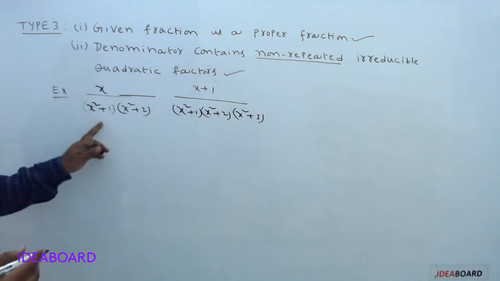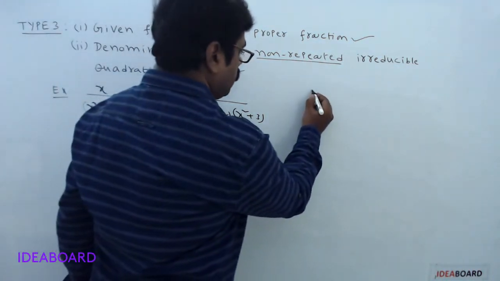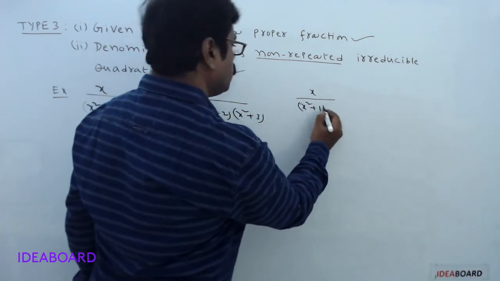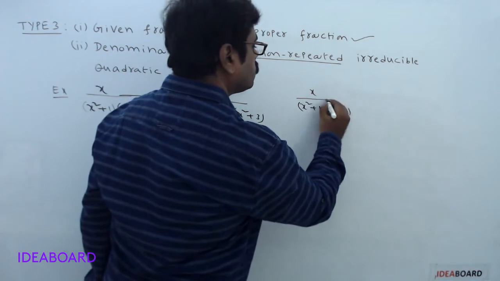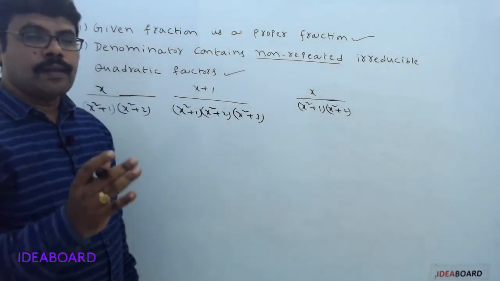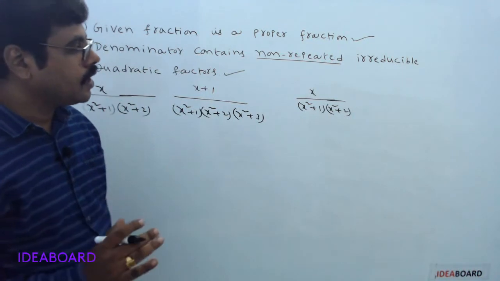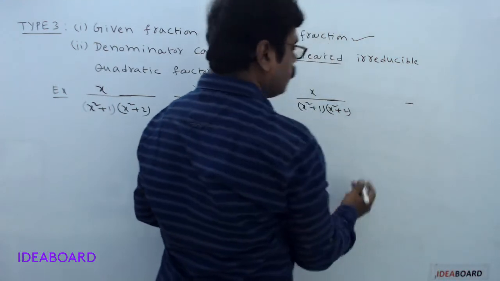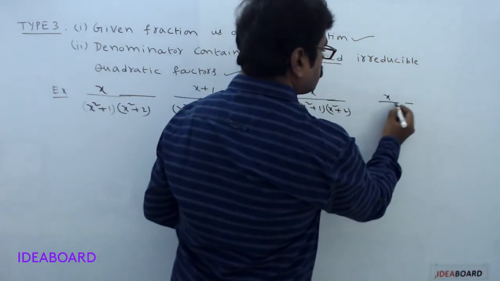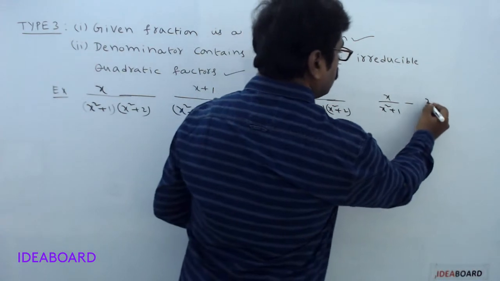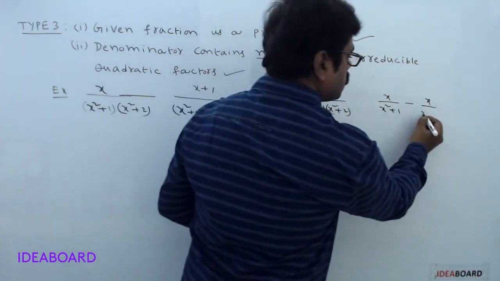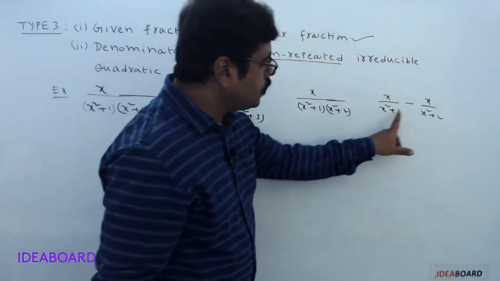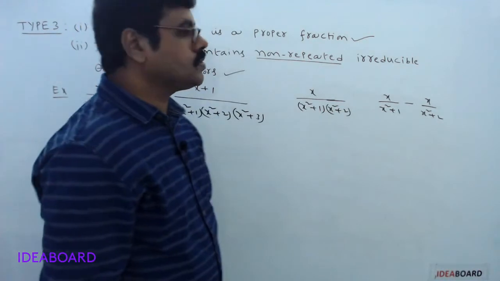Now take this example, x divided by (x square plus 1) into (x square plus 2). By the manipulation method, I can write this rational fraction as the difference of x divided by x square plus 1 and x divided by x square plus 2. Now check this value. LCM is (x square plus 1) into (x square plus 2).